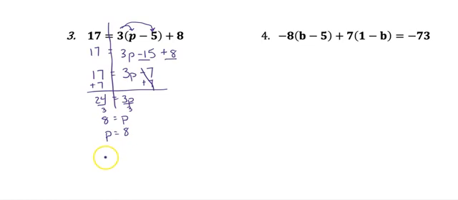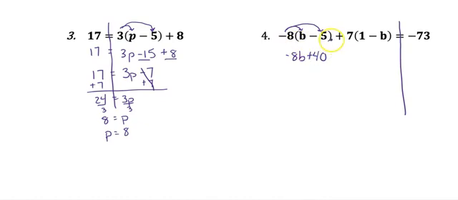One more. A little bigger, same concept. We've not changed the rules. We're going to distribute, and then we're going to combine like terms. So negative 8 is going to go to b, and negative 8 is going to go to negative 5. That would be negative 8b. Negative 8 and negative 5 is positive 40.